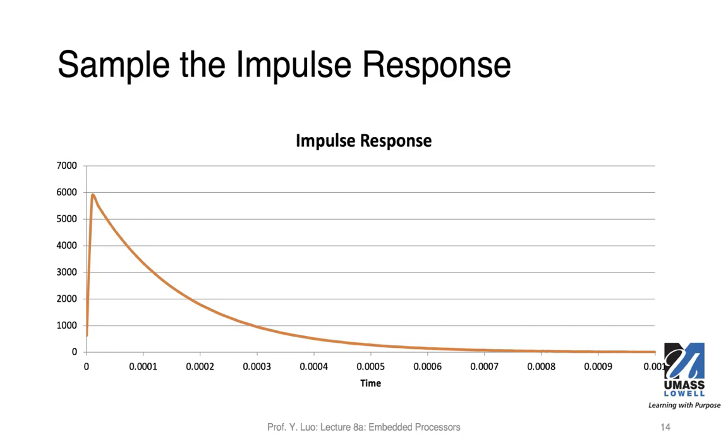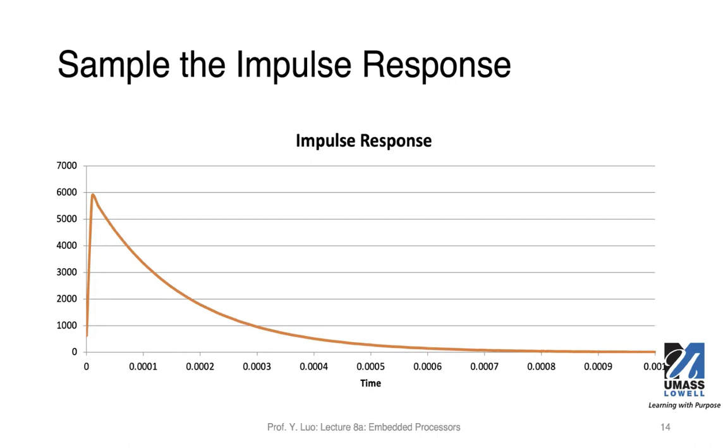So in the next few slides, I'm going to explain how we can approximate this process and what the implications are for our processor design. So first of all, we need to sample the impulse response. The impulse response is this curve that we saw earlier. We want to use the microprocessor to be able to capture this transfer function, which describes the filtering effect applied by this filter.